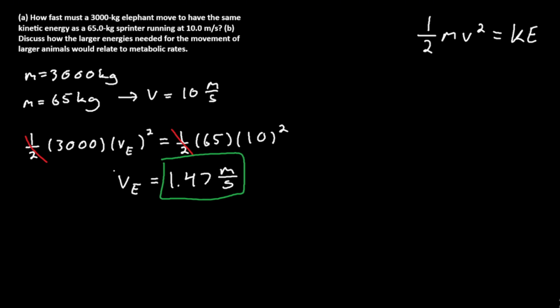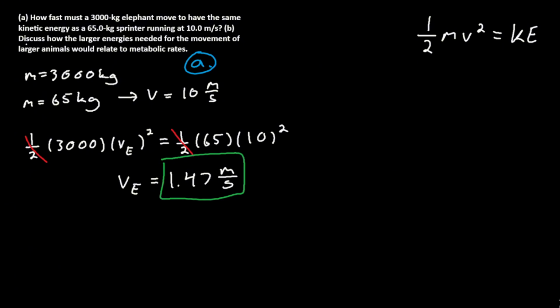So this is part A, where did I write part A? Part A, right here. Okay, let's solve for part B. Part B is discuss how the larger energies needed for the movement of large animals would relate to metabolic rates. Well, this is just a more conceptual problem, so I'll just explain this to you. I don't even need to write down the part, actually.